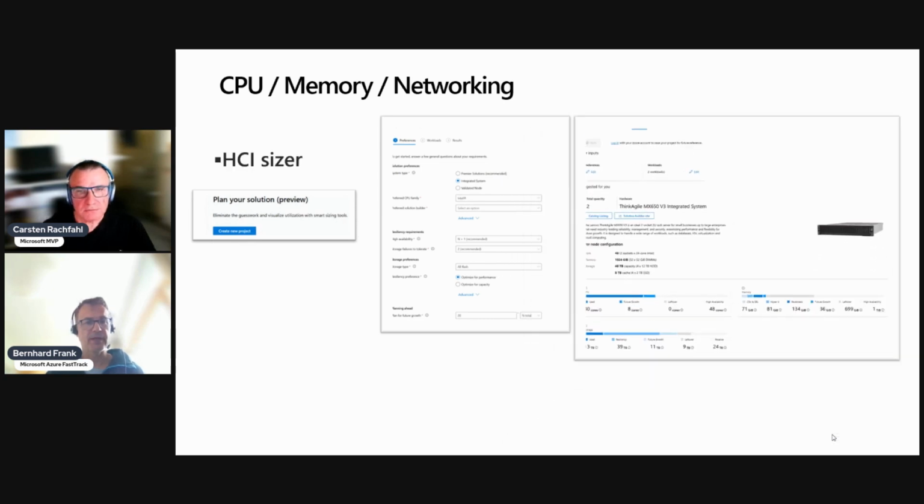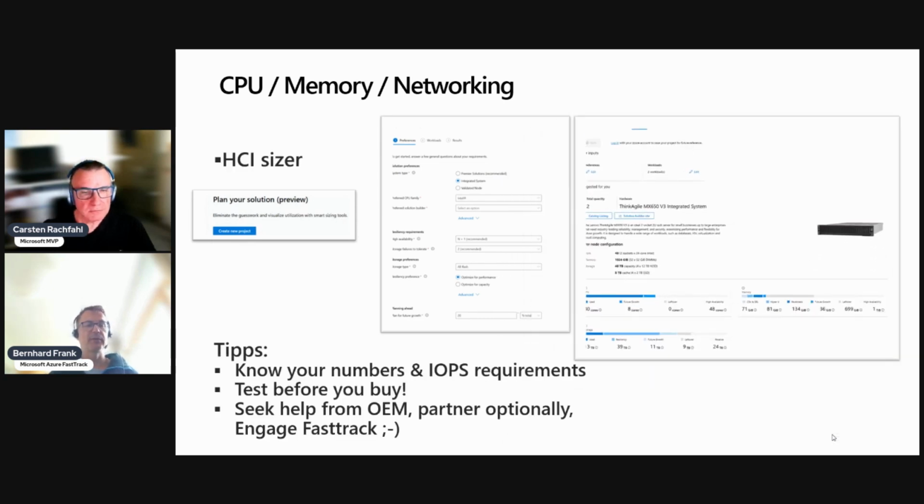Okay, next thing would be, however, one other thing is you probably need to know a little bit of your IOPS, or what if you're trying to replace something like a VDI farm you already have because of a hardware renewal. Make sure that you at least know your numbers and maybe also the IOPS requirements, what you're trying to achieve. Right? Test before you buy.